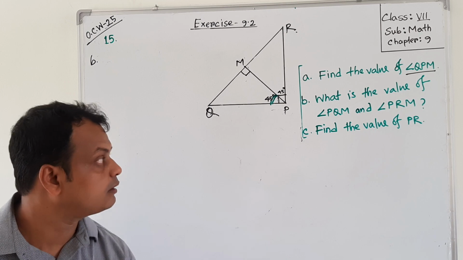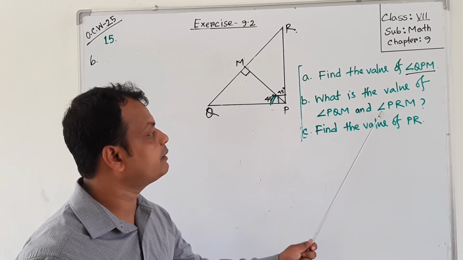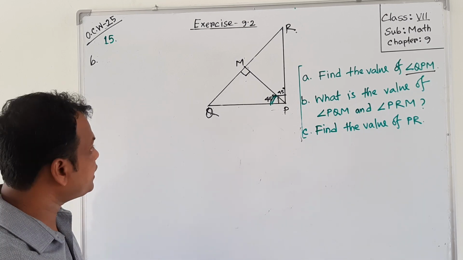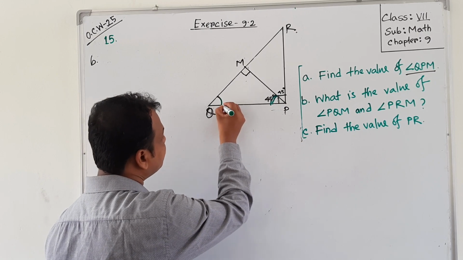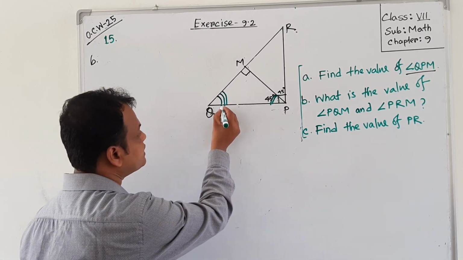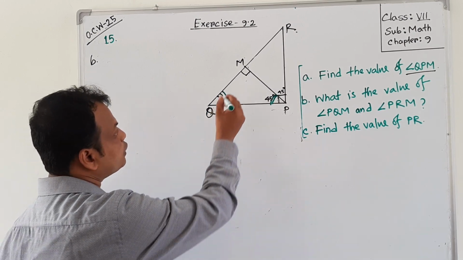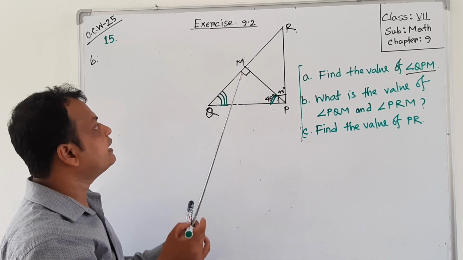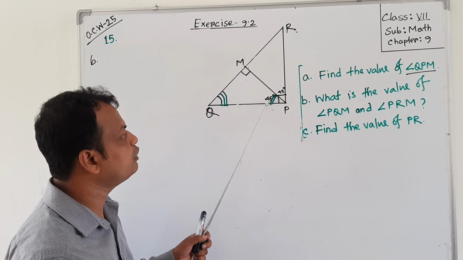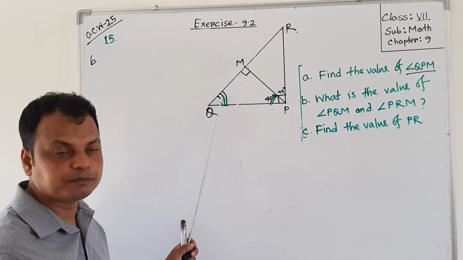What is our task? We have to find the value of angle PQM and angle PRM. So PQM is here. We have to find the value of this angle, angle PQM. There is a box that indicates that this angle is 90 degree. We have got the value of this angle 45 degree, and this angle's value you have to find.